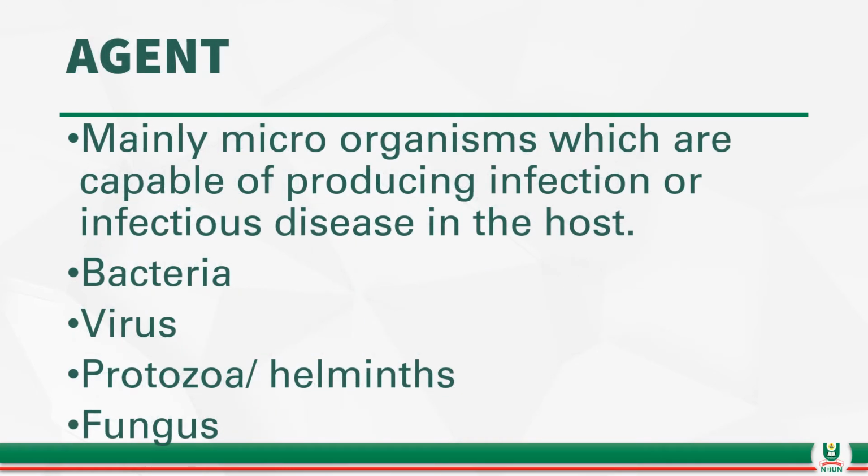So, the second component of the triangle, the agent. Who is an agent? Like I said, the agent can be a biologic agent, a chemical agent and so on. But for the purposes of this discussion on communicable diseases, the agent here is a biologic agent, which is mainly microorganisms that are capable of producing infection or infectious disease in the host. So name it: bacteria, viruses, protozoa, helminths, and fungus that are capable of producing infection in the host. They are all called agents.